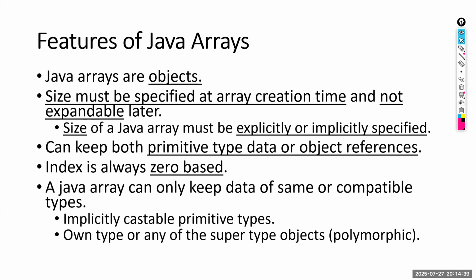So in Java, arrays are objects. Size must be specified at array creation time because Java arrays are static. Array can keep both primitive and object types. Array index is 0 base. Okay, 0, 1, 2, 3.